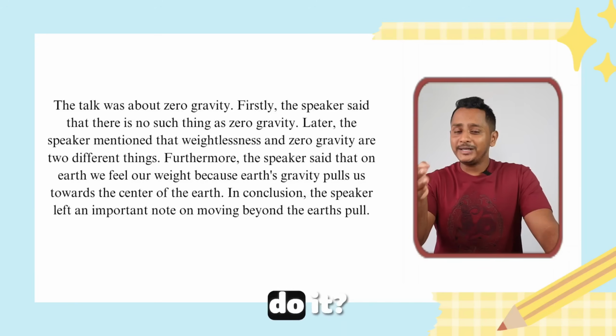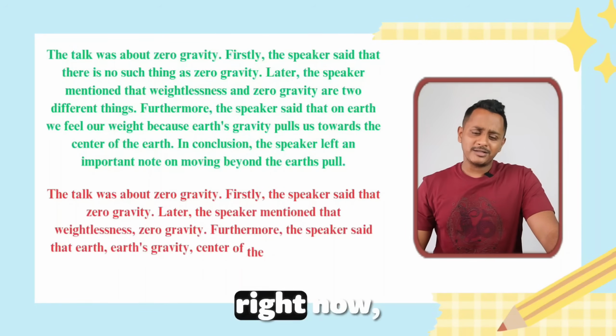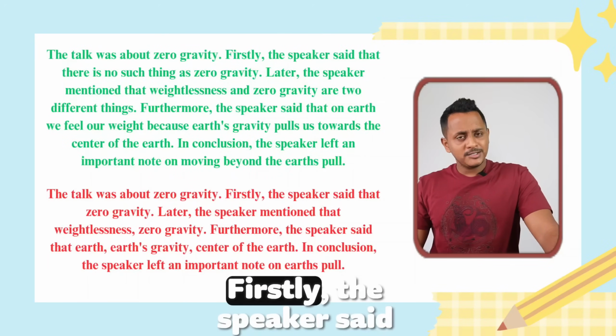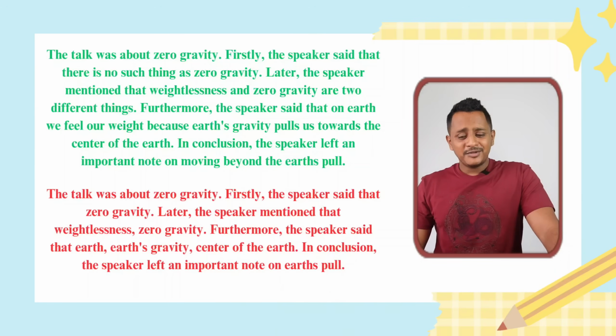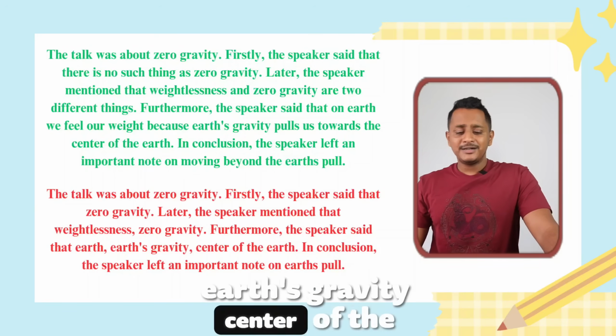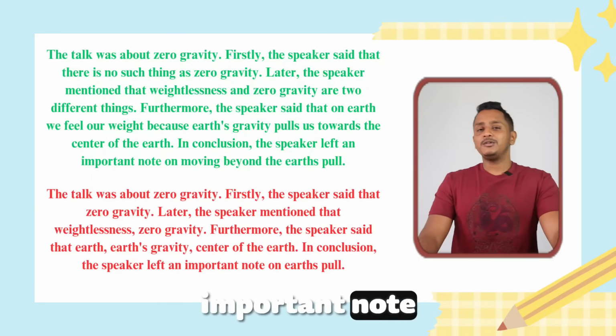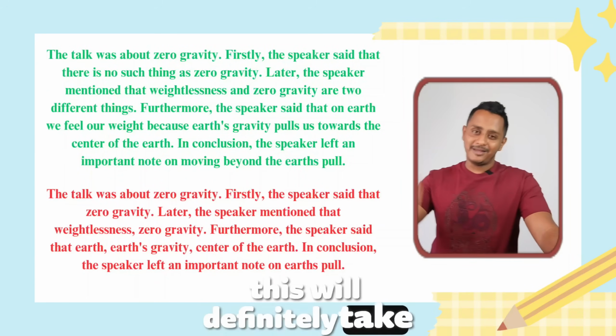But what is the wrong way to do it? The one that I'm showing right now. The talk was about zero gravity. Firstly, the speaker said that zero gravity. Later, speaker mentioned that weightlessness. Zero gravity. Furthermore, the speaker said that Earth's gravity is center of the Earth. In conclusion, speaker left an important note on Earth pull. Something like this will definitely take your scores down.